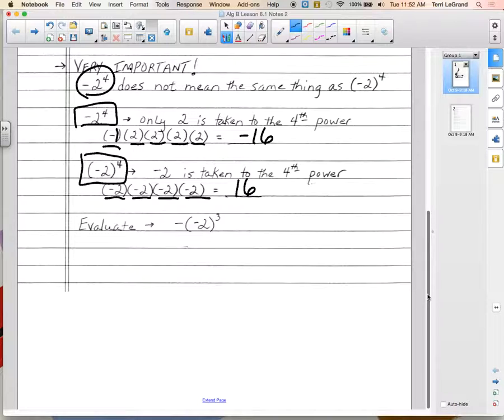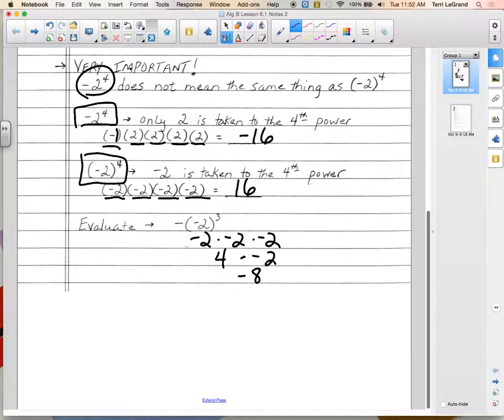Okay, class, and the answer is? 8. Positive 8. Okay, not negative 8? Nope. Oh, so how'd you get that? What did you actually have to do? Negative 2 times negative 2 times negative 2. And negative 2 times negative 2 is positive 4. And then 4 times negative 2 is negative 8. And then there's a negative 1.